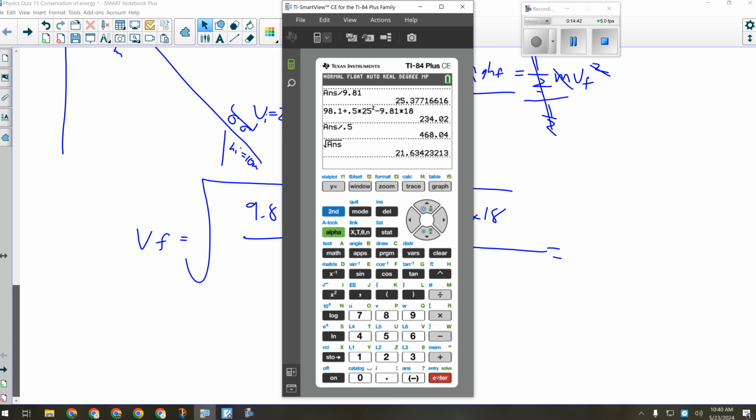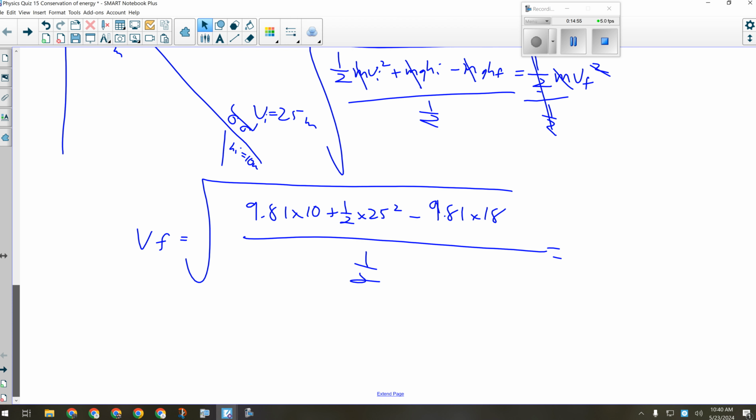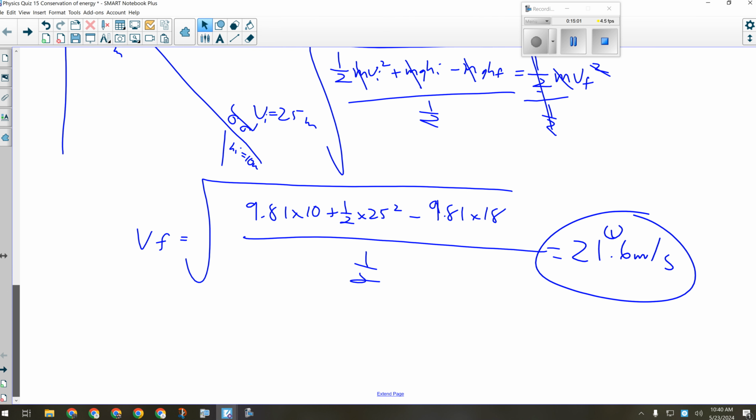Okay, does that answer make sense in terms of the context of the question? We started out at 25, now we're going 21.6. Yeah, we're slowing down because we're going uphill. Okay, so that answer makes sense within the context of the question. 21.6 meters per second. So that would be your sixth and final mark.